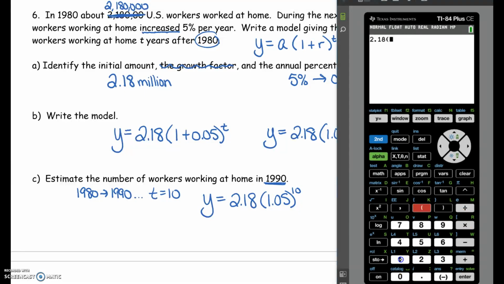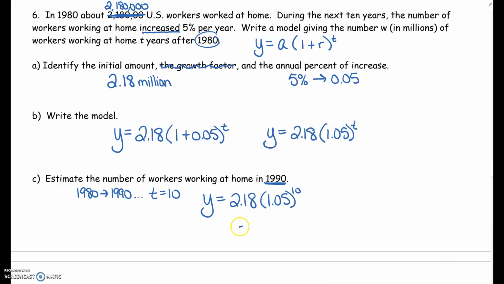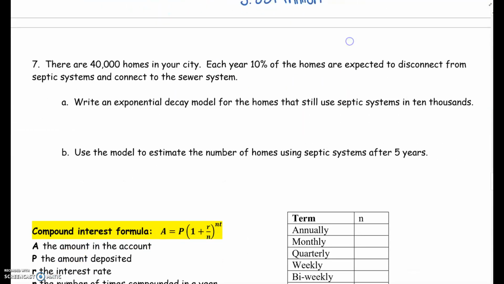I really like the graphing calculators for this because you can type it in and make it look exactly like it does on your paper. This would be 3.551. And remember, this is in millions. So 3.551 million workers working at home in 1990. If you wanted to change this back to a number, that would be 3,551,000 working at home. All right.